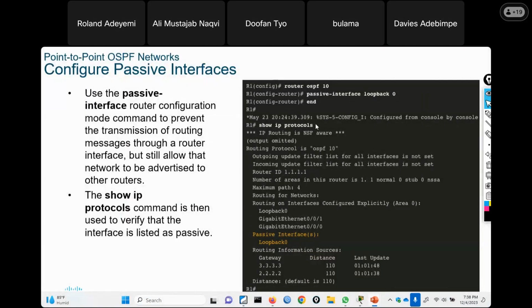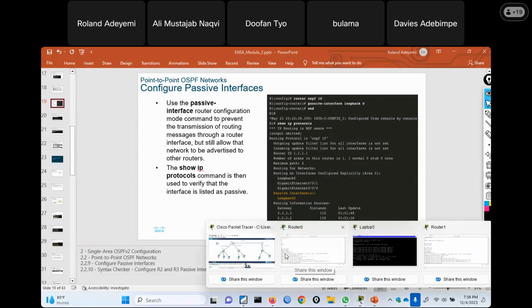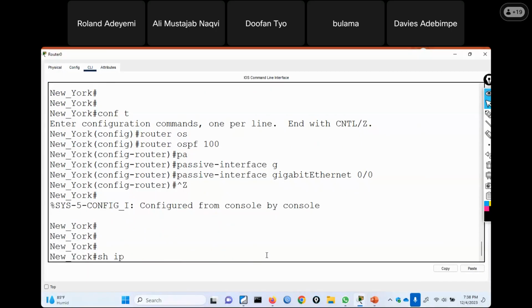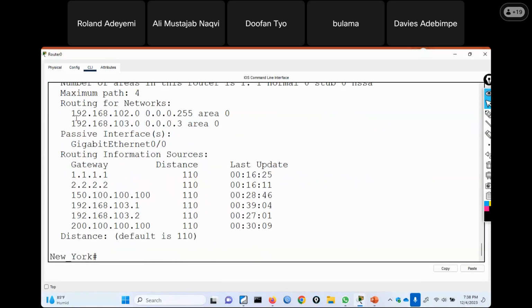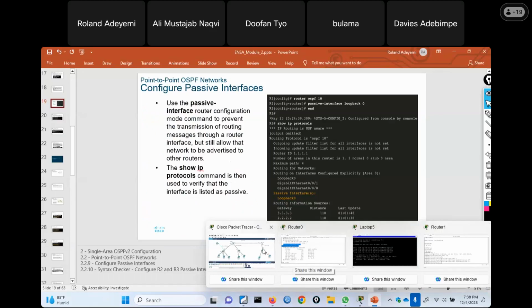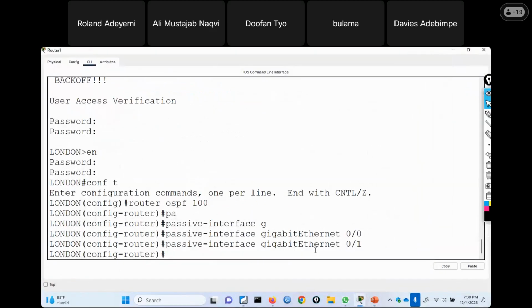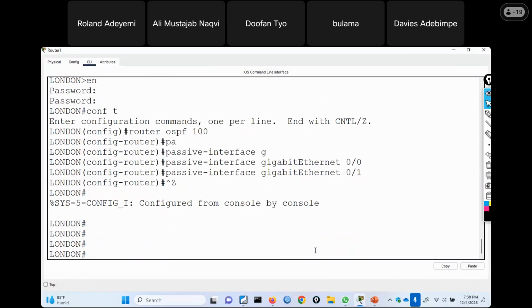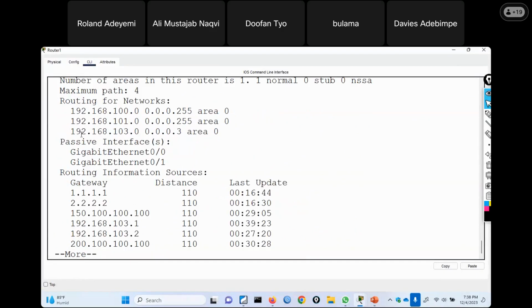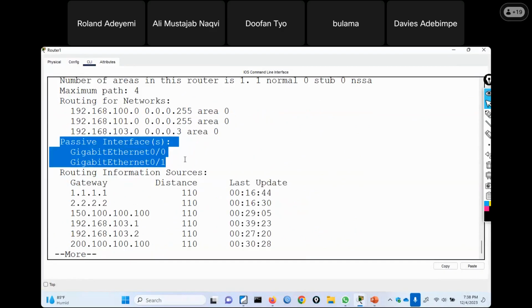And if we issue the show ip protocols command, it's going to show you the interfaces that are passive. If I go to my router here and say show ip protocols, you'll see that this is the only interface that is passive on New York. If I go to the London router and say show ip protocols, you see the interfaces that we have declared passive.